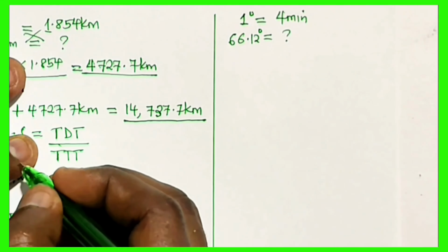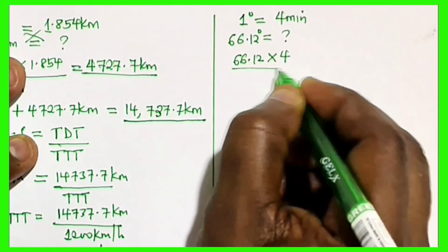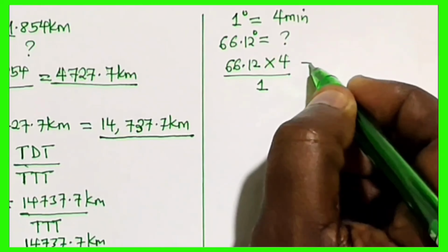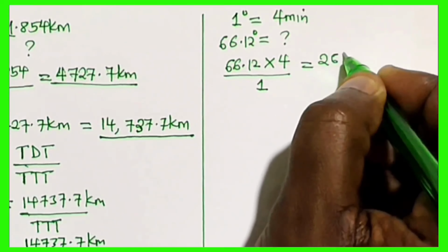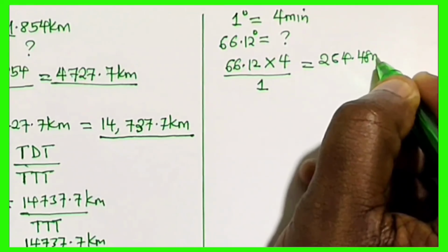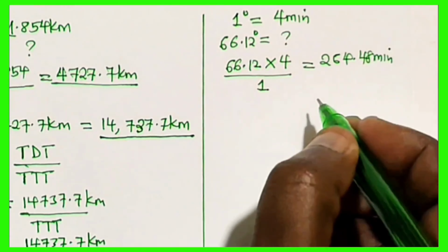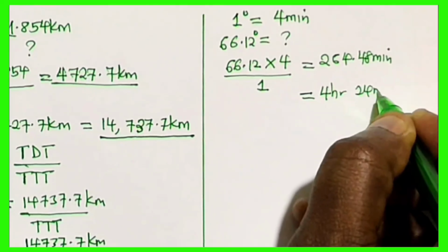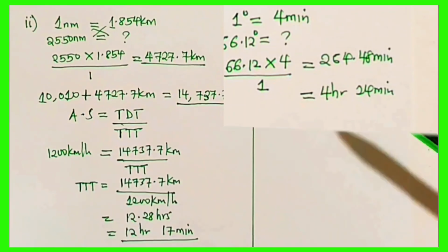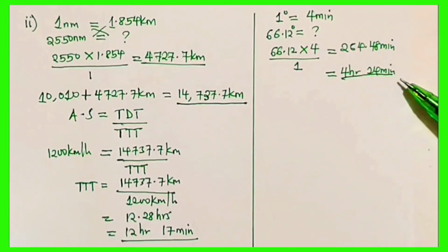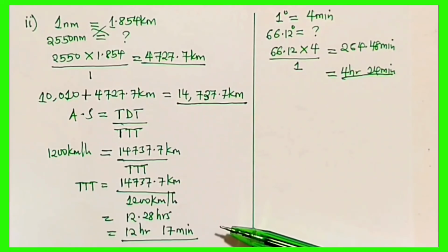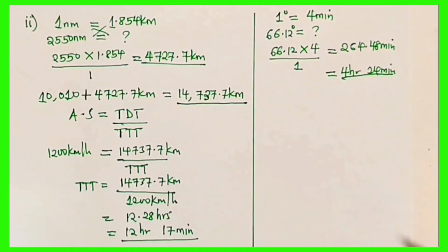By cross multiplication, we are going to have 66.12 to multiply by 4 and then divided by 1. So the solution here will be equal to 264.48 minutes, which when converted into hours and minutes will lead us to getting 4 hours and 24 minutes. So this is the time we need to add to the duration of travel so that we get the local time at airport C when the plane arrived.